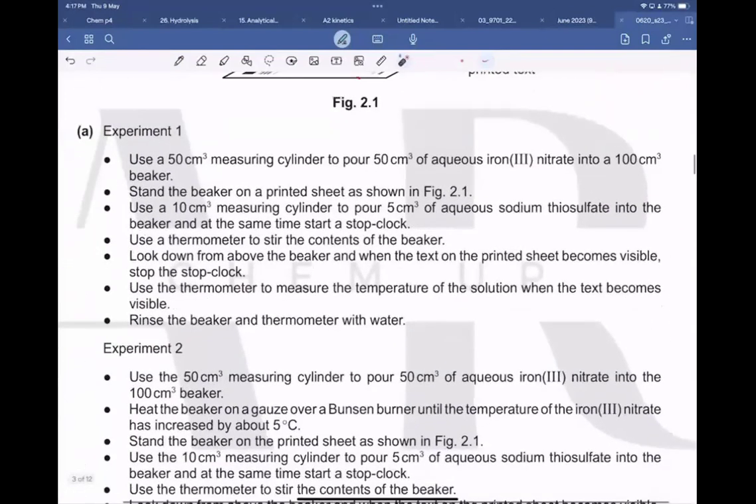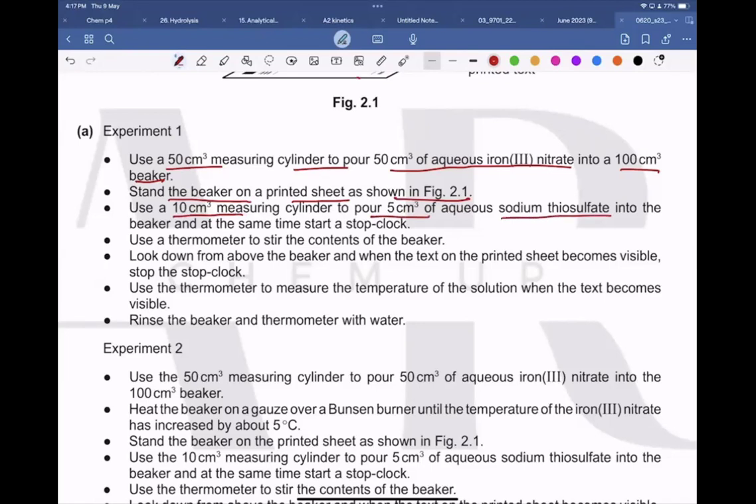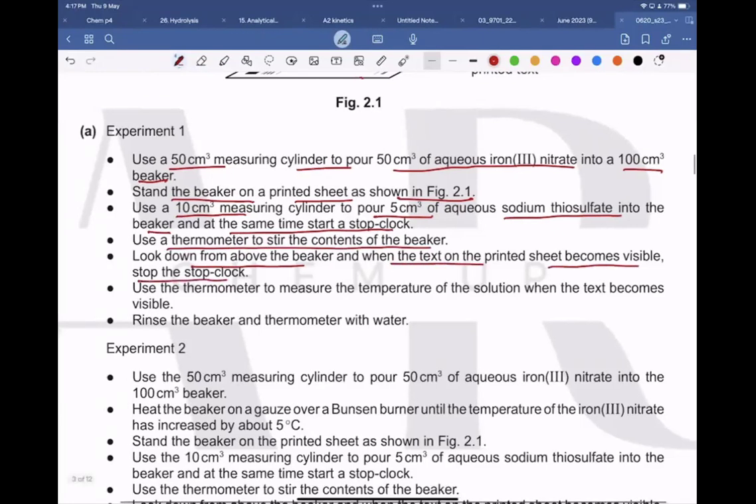Okay, now in experiment 1, use a 50 centimeter cube measuring cylinder to pour 50 centimeter cube of sodium nitrate into a 100 centimeter cube beaker. Stand the beaker on a printed sheet as shown in figure 2.1. Use a 10 centimeter cube measuring cylinder to pour 5 centimeter cube of aqueous sodium thiosulfate into the beaker, and at the same time start a stop clock. Okay. Use a thermometer to stir the content of the beaker. Look down from above the beaker, and when the text on the printed sheet becomes visible, stop the stop clock. Okay.